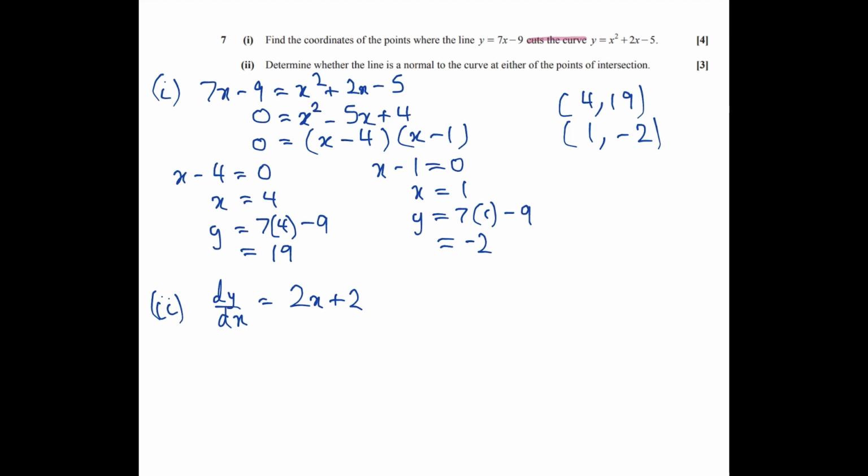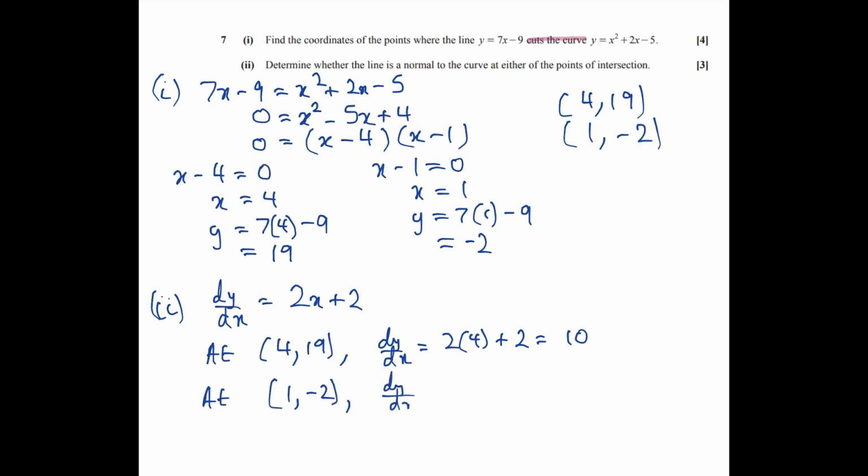Now, let's substitute these points into our gradient. Let's do 4, 19 first. What do we get? We get dy by dx equals 2 lots of 4 plus 2, which is 10. And at 1, negative 2, what do we get? dy by dx equals 2 lots of 1 plus 2, which gives us 4.